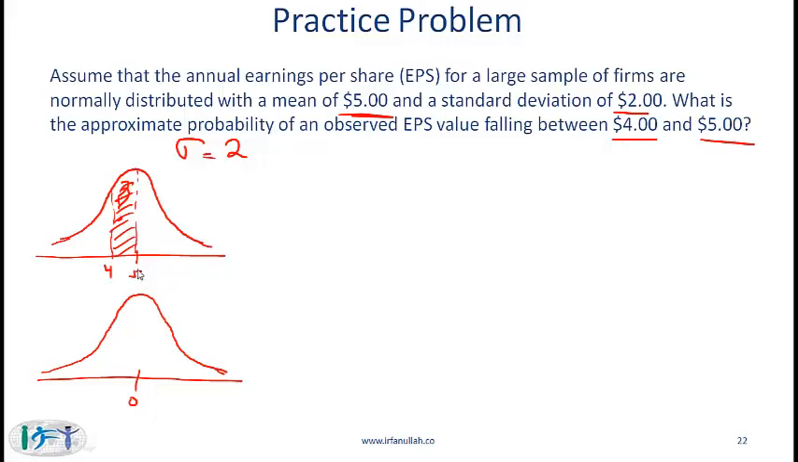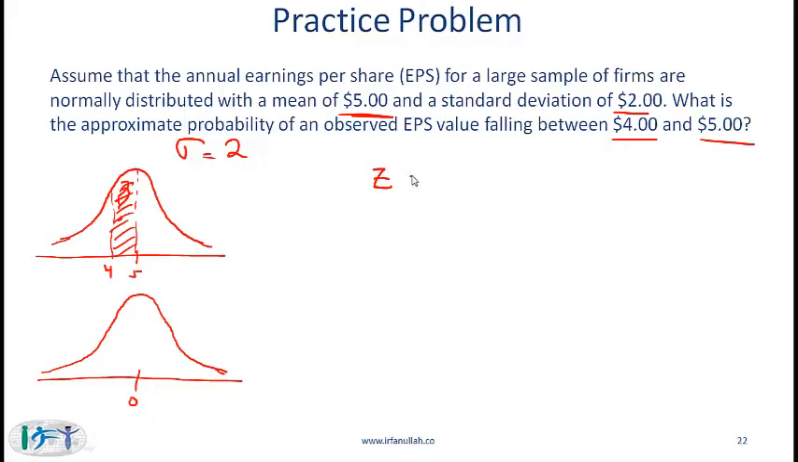In order to solve this problem, we need to do a transformation. We need to transform this normal distribution into the standard normal distribution. 5 transforms to 0, and I will just write down the basic transformation formula.